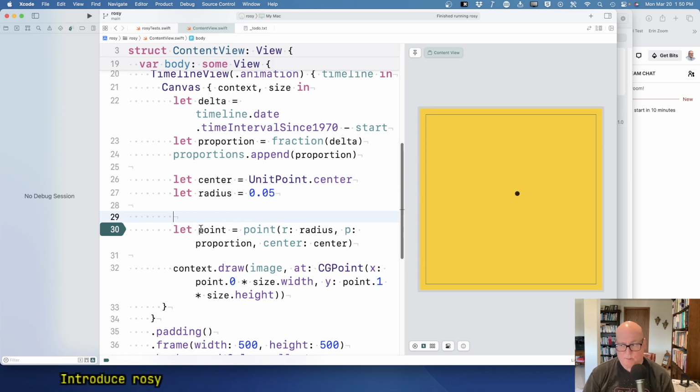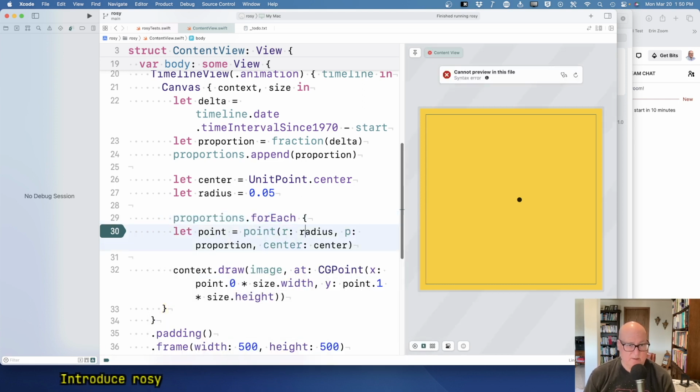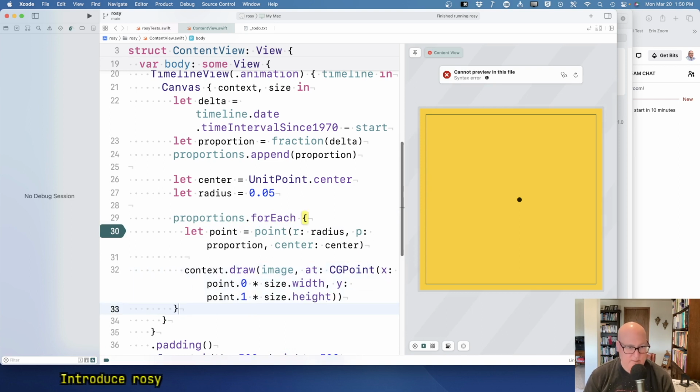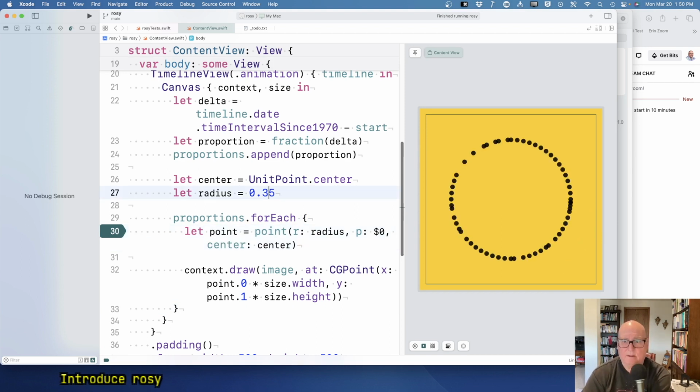And then we're going to have to do a loop over all of them. Proportions.forEach. Point equals radius, p is $0, which is the proportion. Hey, look at that. Okay, let's make this a little bigger. Yeah, it's continuing to draw. Now, interestingly, it's taken a while to fill in those holes. Okay, but it's working on it.